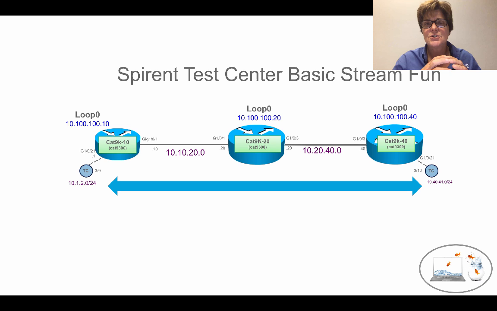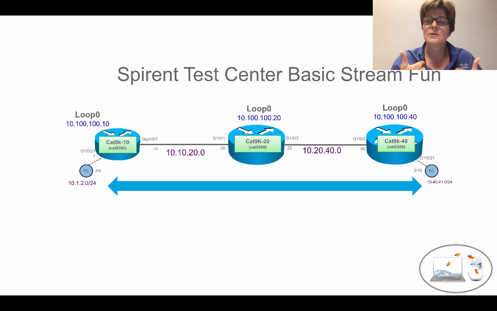What we're going to go ahead and do today is start doing some Spirent TestCenters between two TestCenter ports. So real quick, what I have in the other room is three Cat9Ks, the 9300s. They're all the latest code version. They're already all set up and running. So Cat9K 10, 20, and 40. I'll likely just call them 10, 20, and 40.